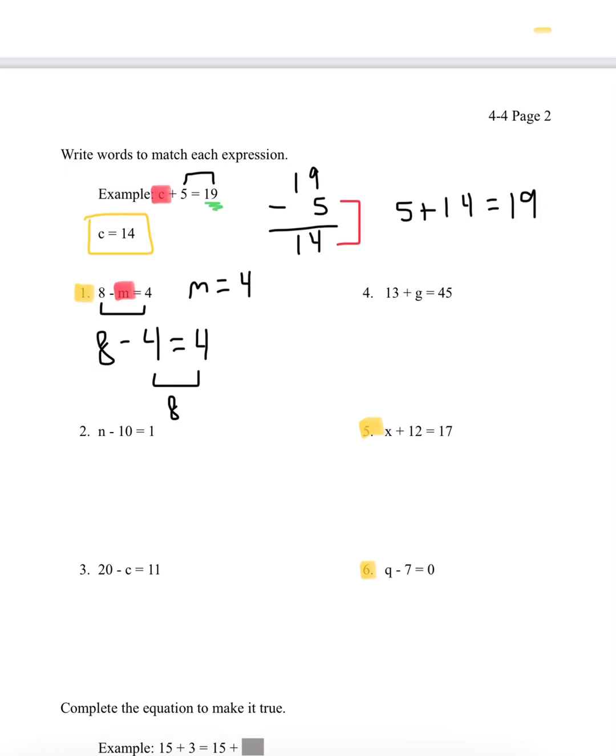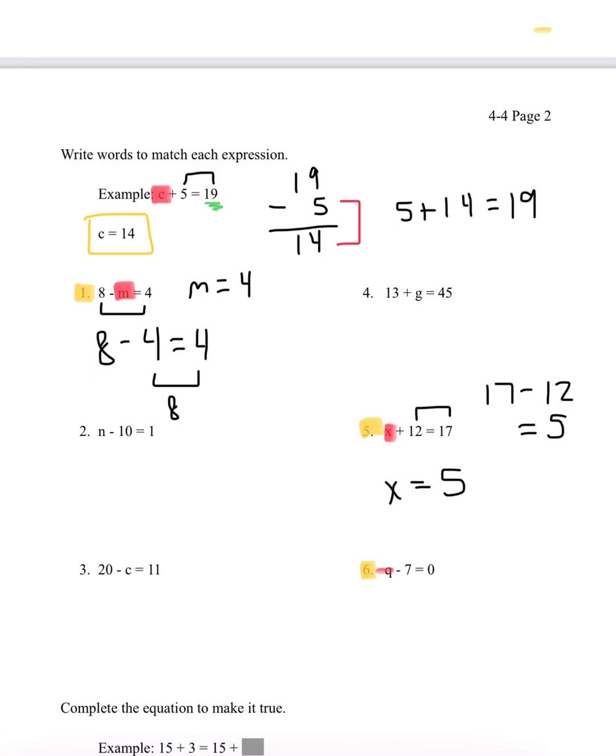Number 5, we have X plus 12 equals 17. So let's subtract 17 and 12. 17 minus 12 equals 5. And 5 plus 12 is 17. So X is going to equal 5.